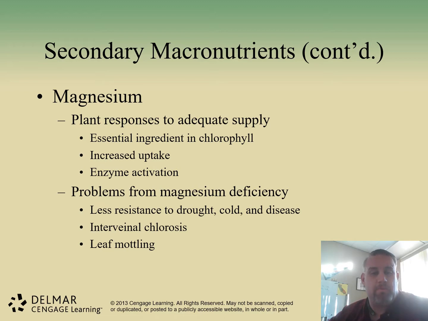Next, we have magnesium. This is one of the metals that is important for plants. Very important for chlorophyll production. It helps uptake of other nutrients in water. It also activates enzymes within the plant. When you don't have enough magnesium in a plant, the plant tends to be susceptible to droughts, cold, and disease. A pretty telltale sign of this is interveinal chlorosis, or mottling of a leaf. Basically, it will look like the vein is nice and dark green, but everywhere else upon the leaf starts to turn yellow.